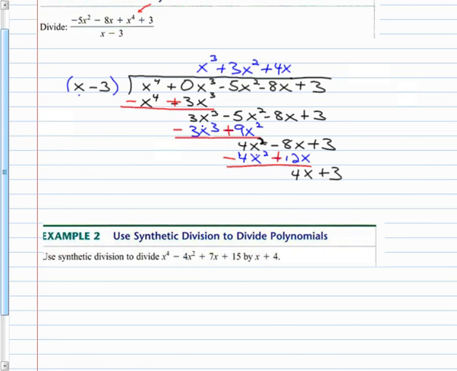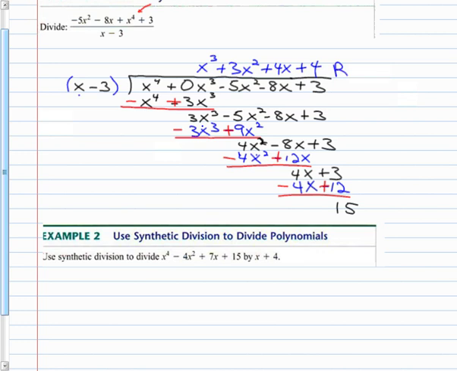And I repeat. X times what is 4x? 4, so I have a plus 4. Take the 4, multiply: 4 times negative 3 is a negative 12. Then I will do what? Change the signs, add it together. Those x's are gone, 3 and 12 makes 15. Does x go into that 15? No. So that is my remainder.